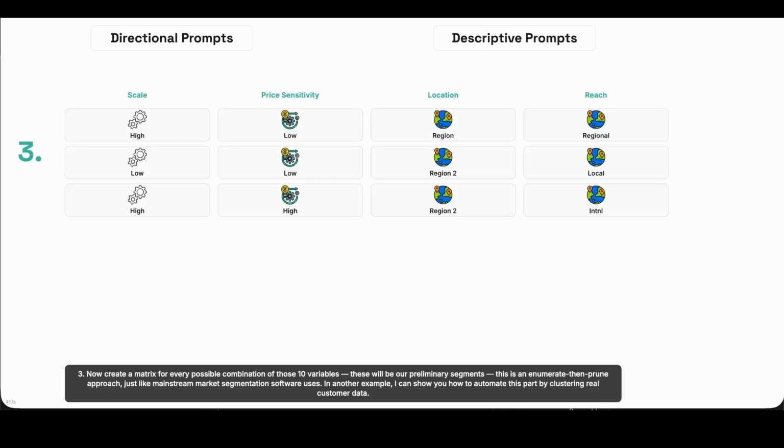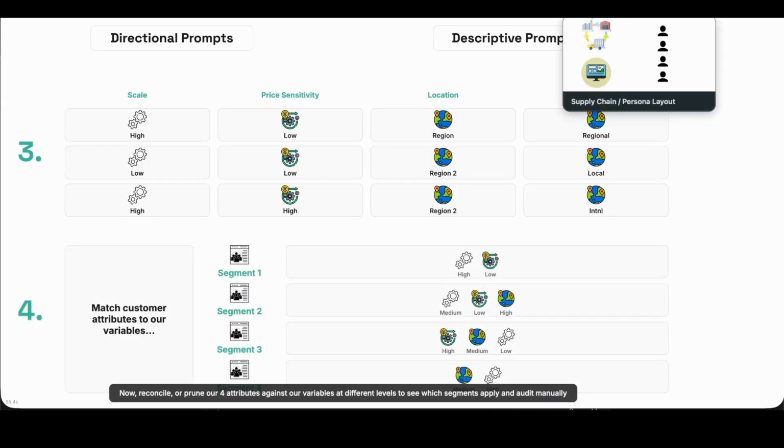This is an enumerate then prune approach, just like mainstream market segmentation software uses. In another example, I can show you how to automate this part by clustering real customer data, but that comes later. And 4, now reconcile or prune our 4 attributes against our variables at different levels to see which segments apply and audit them manually.